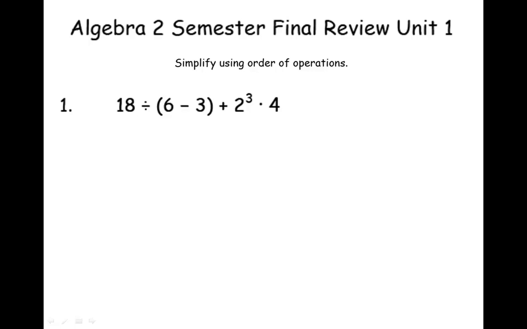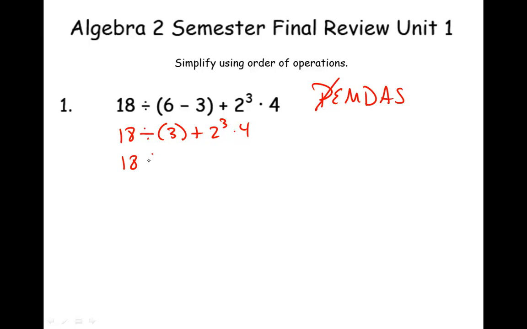For problem number 1, we want to work on order of operations. The first thing I want to do is look at the parentheses. 6 minus 3 is 3. Then the next thing I want to do is my exponents. 2 to the third is 8. So I've done my exponents.